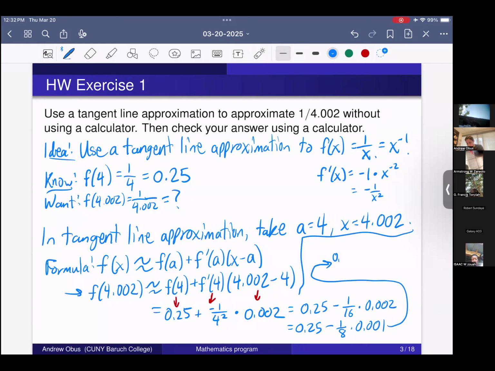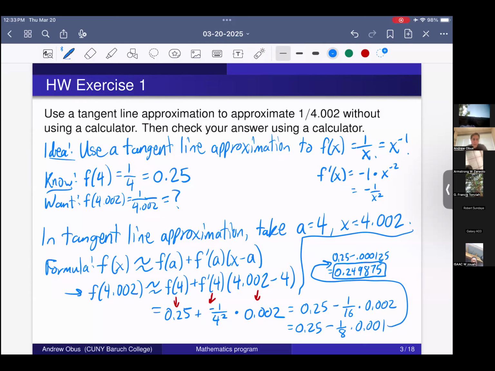So that's 0.25 minus, well, if 1/8 is 0.125, then I multiply that by 0.001. That means I have to move the decimal place over by 3, so that's going to be 0.000125. And if you write this down, you get exactly what James wrote in the chat. You get 0.249875.